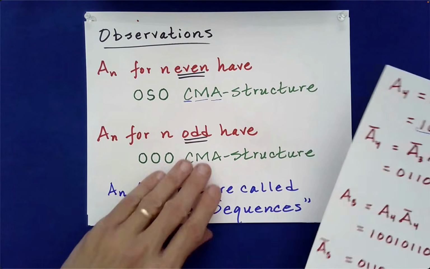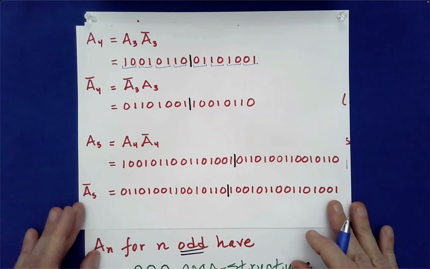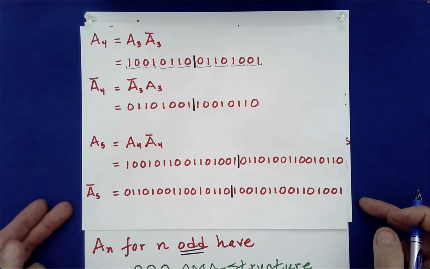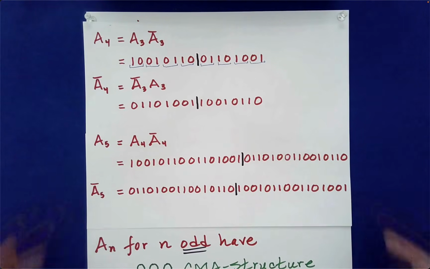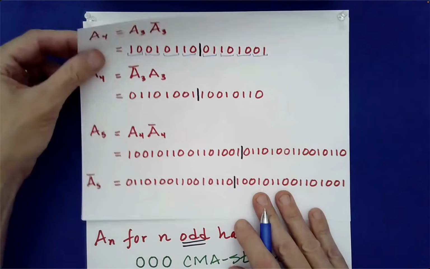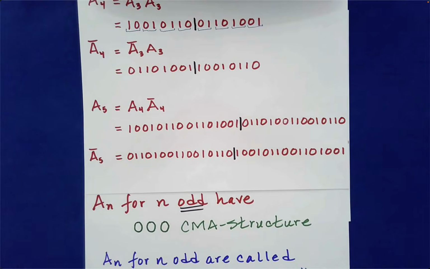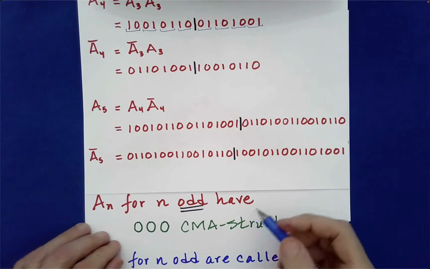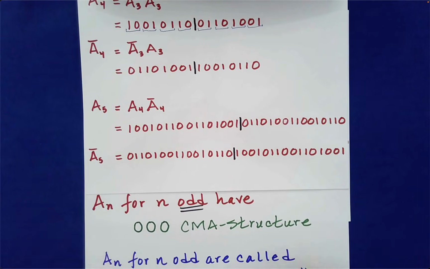So let's look at, so maybe I'll go over here. So here is our Bessey sequence of length 32 that I kind of demonstrated, okay? So maybe I'll pop this up here somewhere out of the way. So why is this an OOO CMA structure?